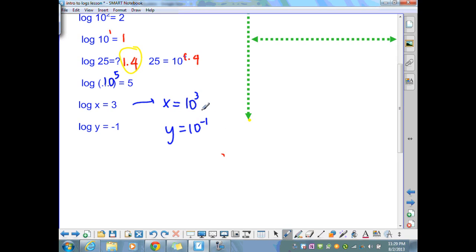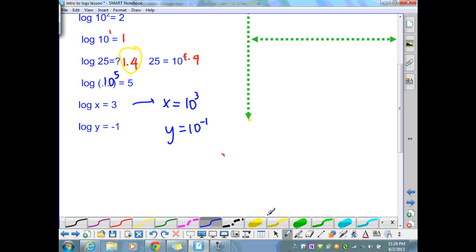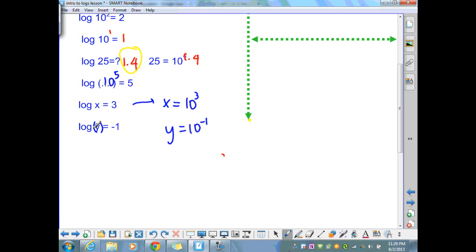So the logarithm of a quantity returns the power of 10. So if the logarithm of a quantity is -1, that quantity had to be 10 to the power of -1.